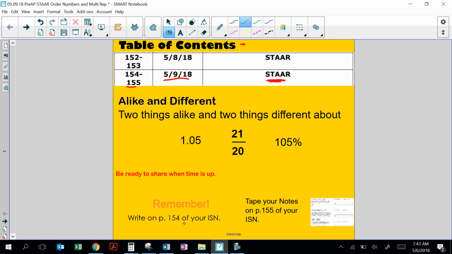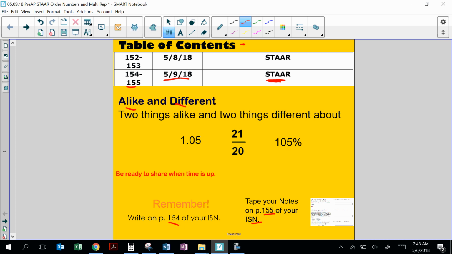So, first of all, tape your notes onto page 155, or you may tape it at the end of class if that is what you prefer. Now you are going to do this warm-up on page 154, this number routine. So alike and different. Name two things alike and two things different about these numbers. We have 1 and 5 hundredths, 21 over 20, 105%.